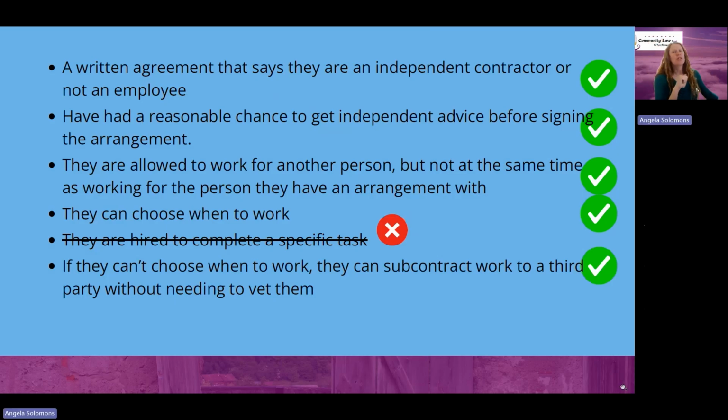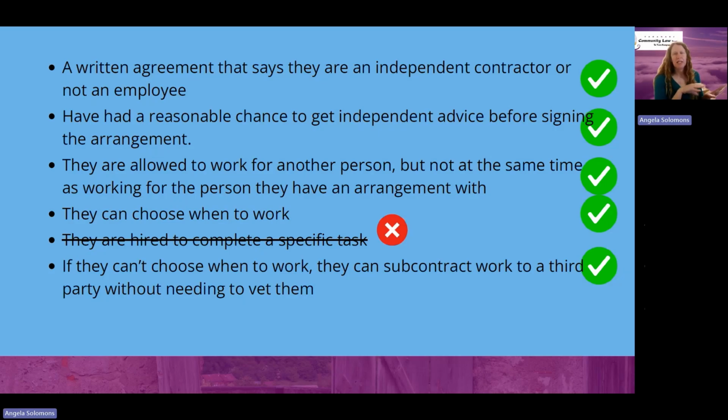Yep, this one is. So this one goes along with choosing when to work. You either have the opportunity to choose when to work, because that's part of being a contractor. If there's a reason why you might not be able to choose when to work, you could still meet the gateway test, provided that you could employ someone else. You could subcontract someone else to do the work without needing them vetted by the person you've got the arrangement with. Essentially, what this is saying is that if the work is time constrained, you still have freedom to choose someone else to do it for you.